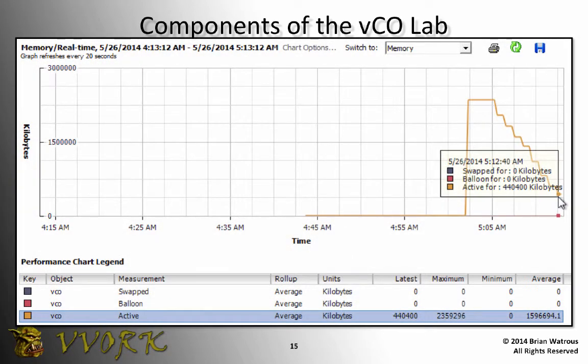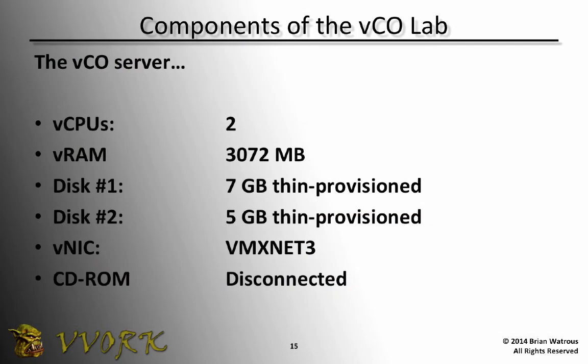Now, just for sake of completeness, here's that same graph. The graph you saw before is for the vCenter server. This is the graph for the VCO server. As you can see, at its peak, the active memory usage was, what is that? That's about 2 gigabytes. And once again, it tapered right off, just like it did in the vCenter server virtual appliance. In the case of the VCO server, no ballooning, no swapping, so things are looking really, really good on the second host. Okay, so that's the VCO server.